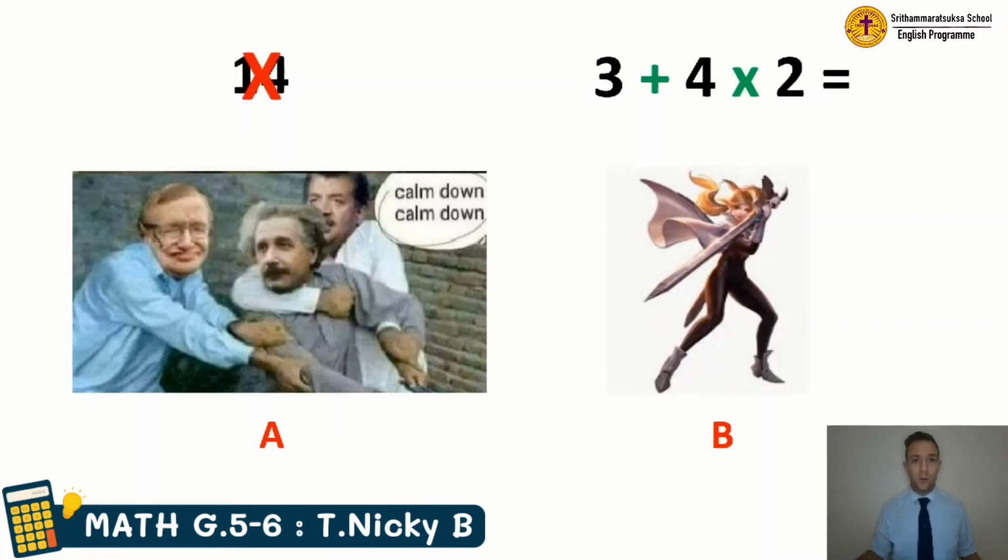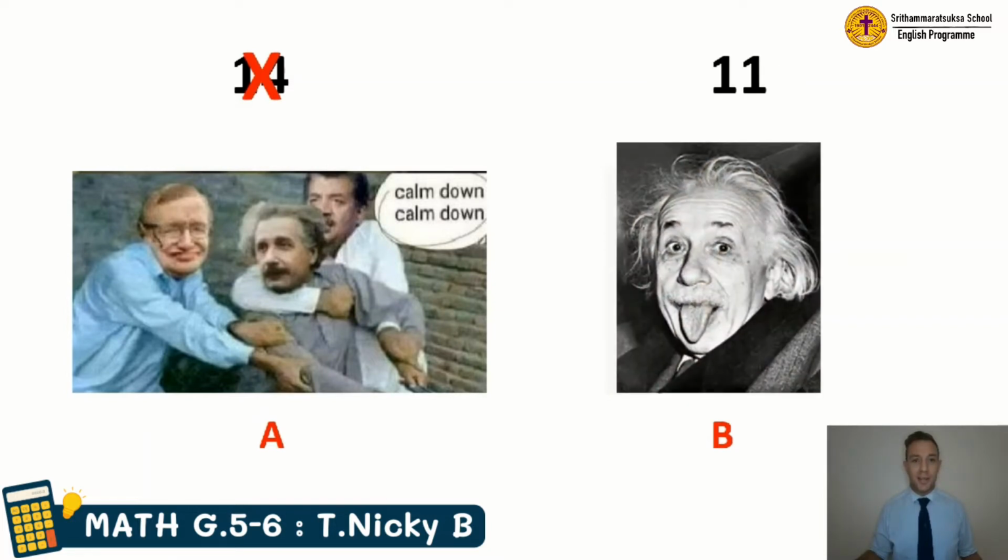Student B seems to know what she is doing. She multiplies 4 and 2 together. 4 multiplied by 2 is 8. 3 plus 8 is 11. Good job, student B. I'm happy with that, and so is Einstein.